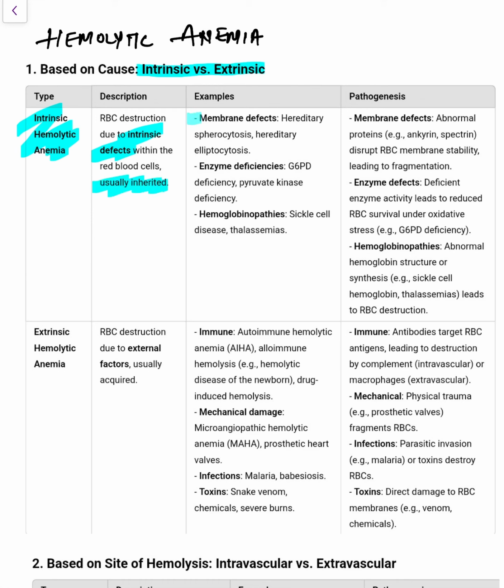First one is because of the membrane defects. Membrane of the RBCs, mainly the proteins like ankyrin and spectrin. Abnormalities in that will lead to its disruption. What are the examples? Hereditary spherocytosis and hereditary elliptocytosis. Next is enzyme deficiencies. Examples are G6PD deficiency and pyruvate kinase deficiency.